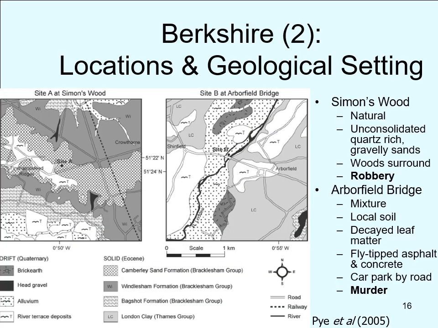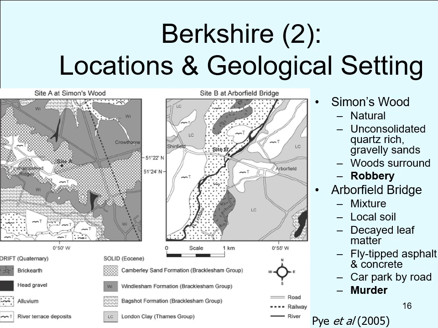So here they are themselves. I think Simon's Wood on the left was a robbery, and Arborfield Bridge on the right was a murder. I think someone was found on fire, dead beside the road or in a lay-by. He had a look at each of those sites. This is a typical example of a map showing the area. You've got the solid, that's the bedrock, with different bedrock types there, and then the drift, that's the soil type on the left of that key, showing you what the different types of soil might be. That's quite useful information.